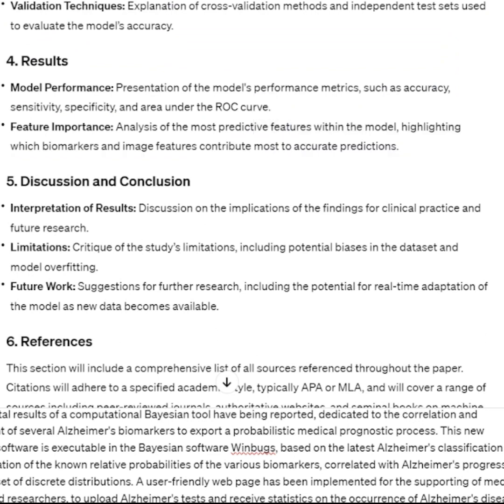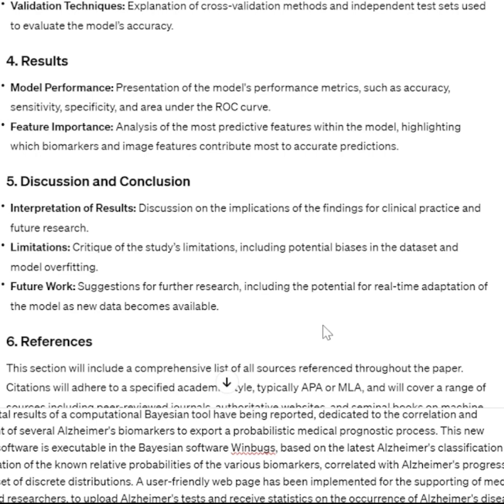4. Results. Model performance: presentation of the model's performance metrics such as accuracy, sensitivity, specificity, and area under the ROC curve. Feature importance: analysis of the most predictive features within the model, highlighting which biomarkers and image features contribute most to accurate predictions.